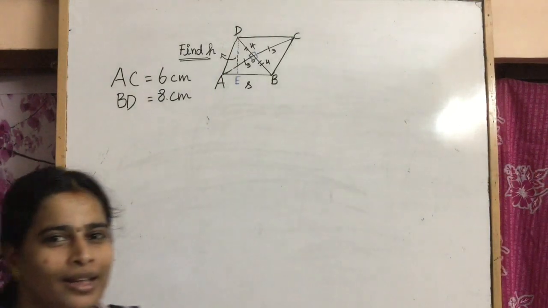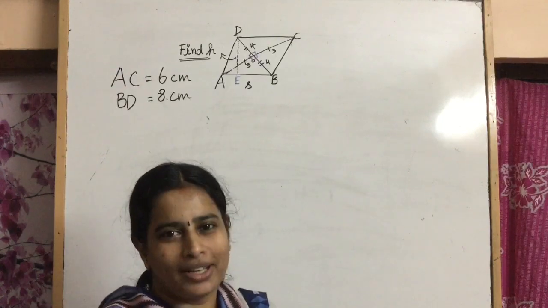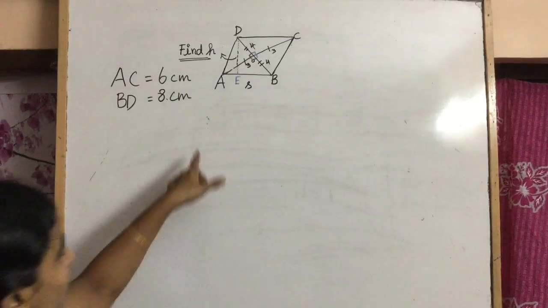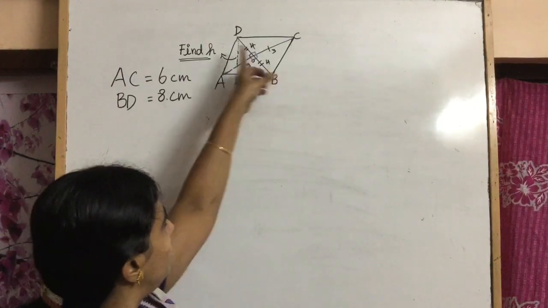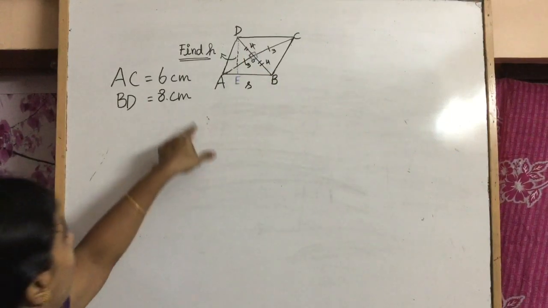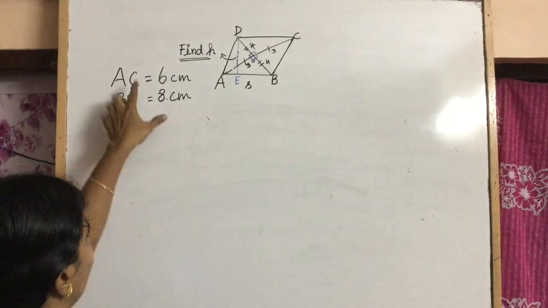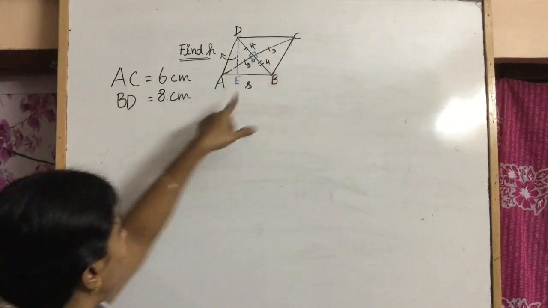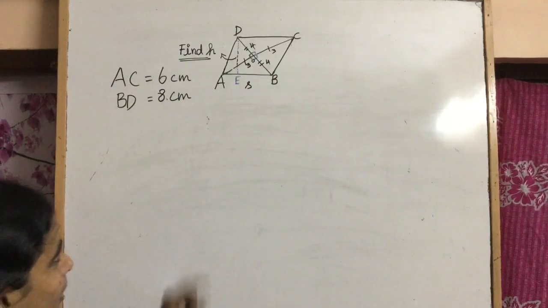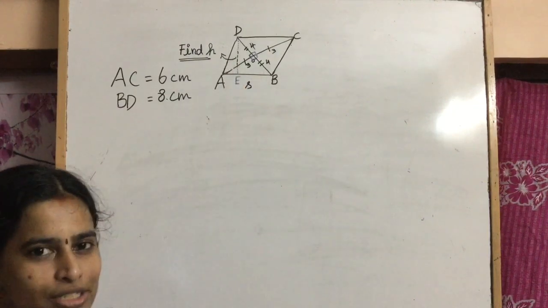Today I am going to deal with yet another geometrical concept. So here ABCD is a rhombus and we need to find the height of the rhombus. Given values are AC is equal to 6 cm and BD is equal to 8 cm. AC and BD are the diagonals of the rhombus.